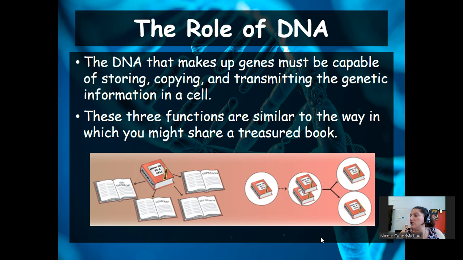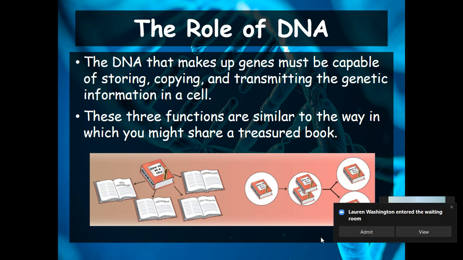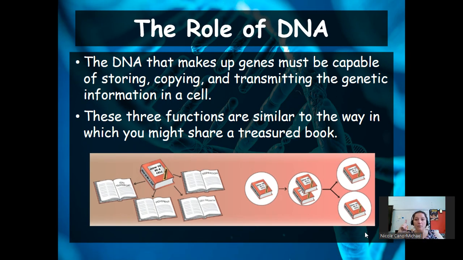DNA makes up the genes, and therefore it has to be capable of 3 things. The role of DNA in all living things is to do 3 things. Number 1, it has to be able to store genetic information. Number 2, it has to be able to copy genetic information. And finally, number 3, it has to be able to transmit genetic information. If it cannot do those 3 things, then it can't be DNA, because that is the whole entire function of DNA. That is why DNA exists, if you will.